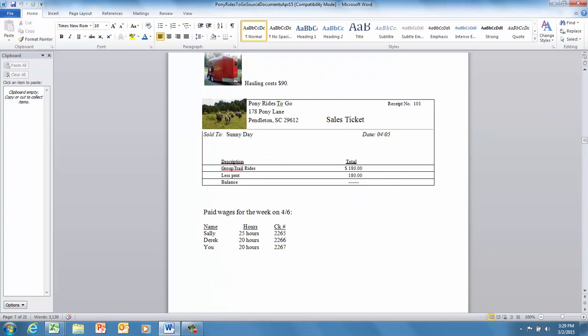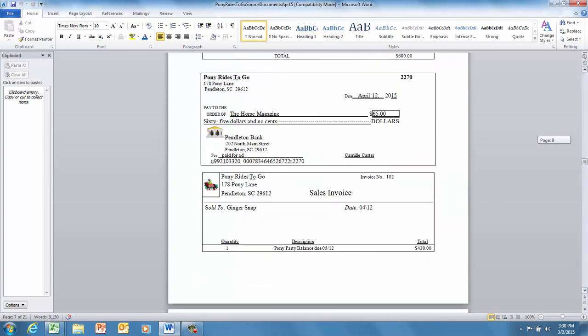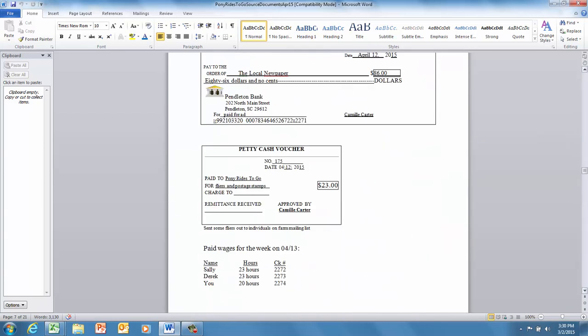Finally, we have the wages for the week of April 6th, and that is a separate YouTube, so you can take a look at that. I do want to touch base on this petty cash voucher. There's a couple of these in the project.